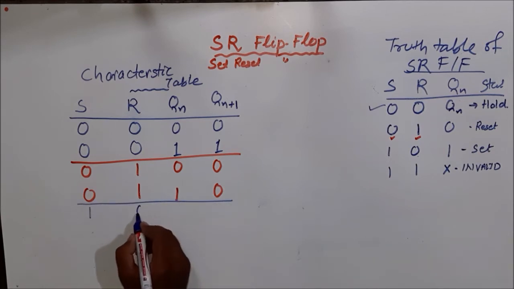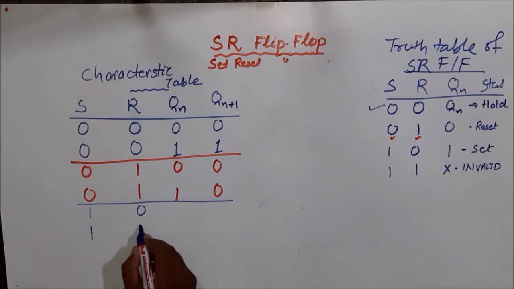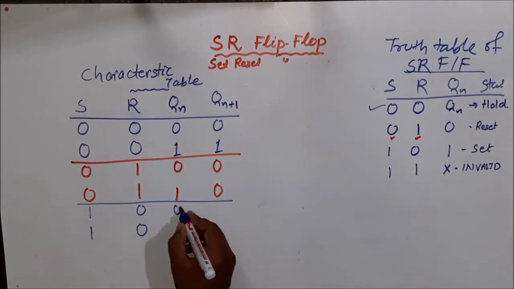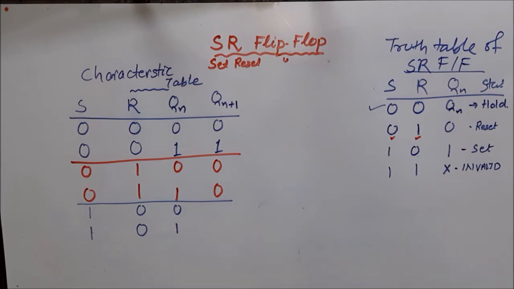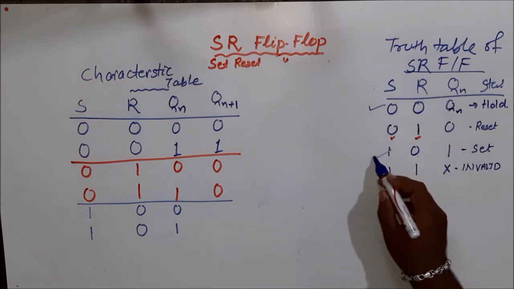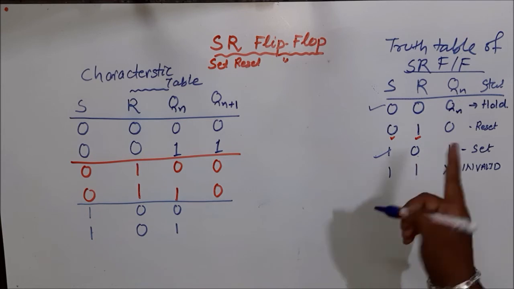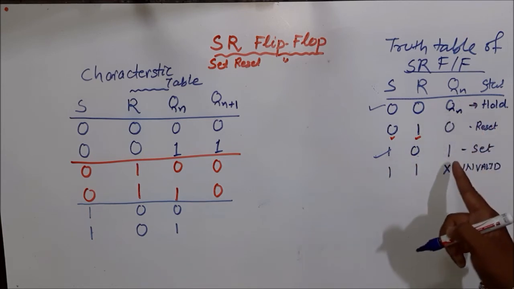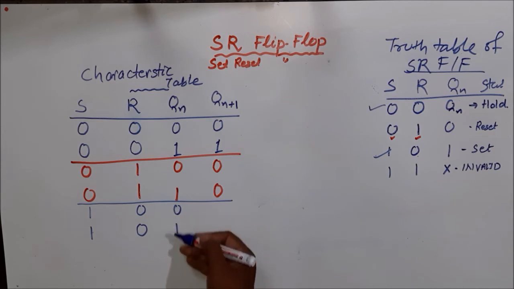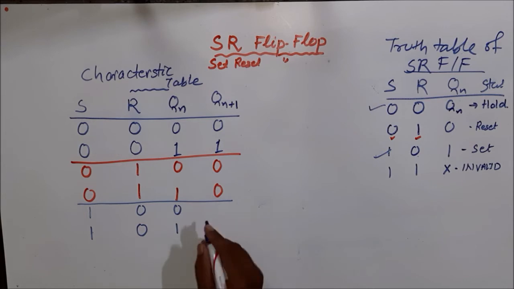Similarly, we have two combinations, na? 1, 0. Because I do not know what my previous state is, it may be 0 or it may be 1. So for the 1, 0 combination of SR, from the truth table you can see that without bothering about the previous state, the next state should go to high, 1. So without bothering about the previous state, my output must go to high.